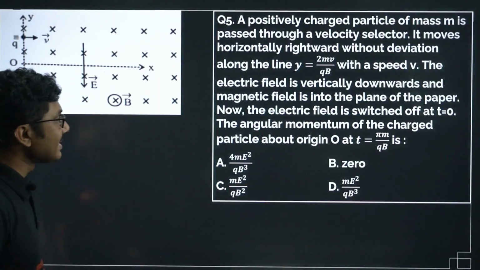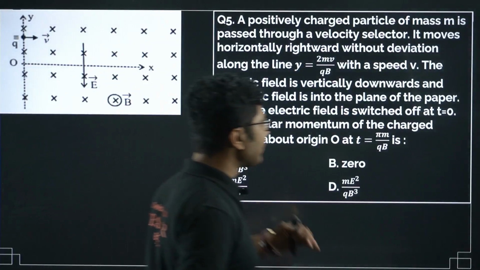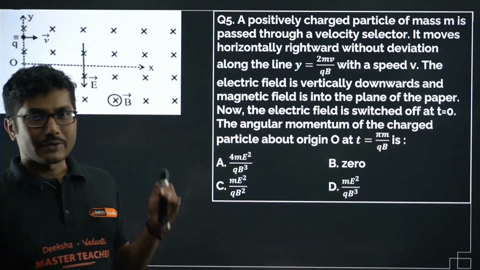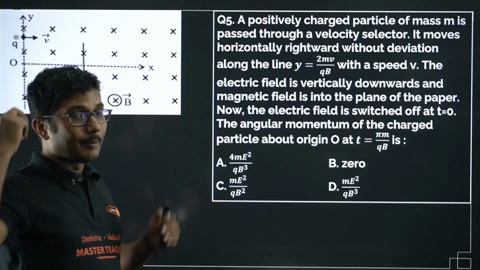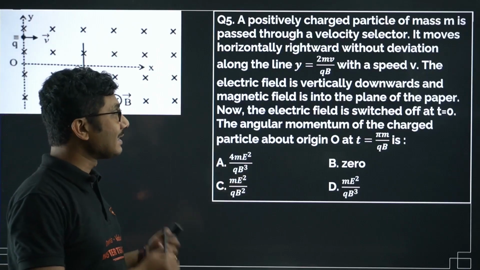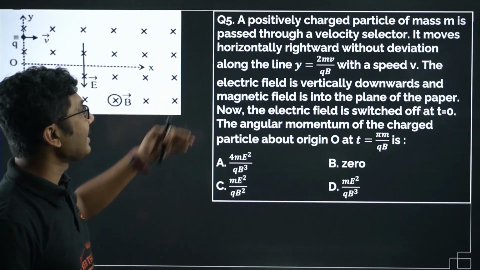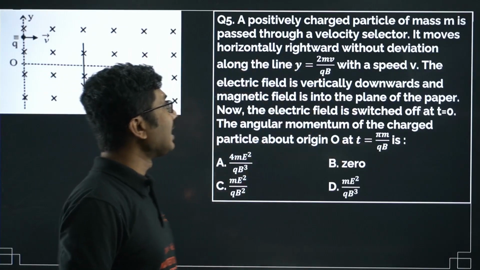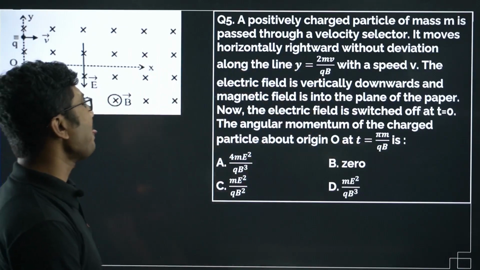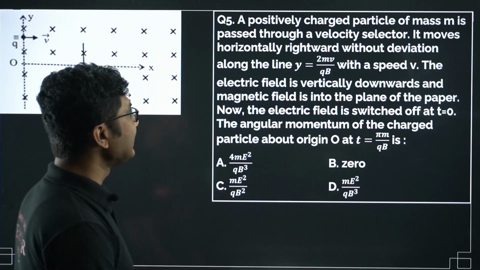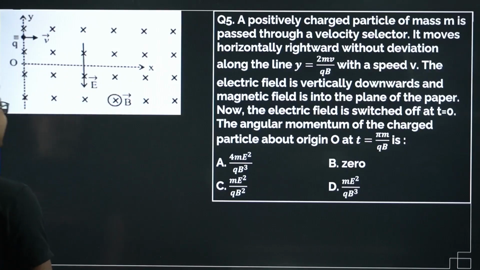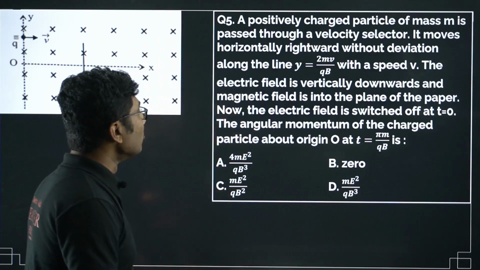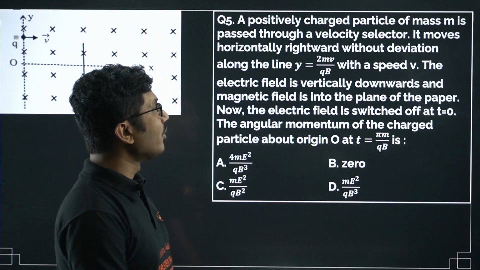Now this is a very interesting question. This similar question actually came in 2023, but that question had some error, but we have corrected that error. I will discuss it. First, let us understand what the question is. A positively charged particle of mass m is passed through a velocity selector. Velocity selector means we will see the condition for velocity selector as well. It moves horizontally rightward without deviation.